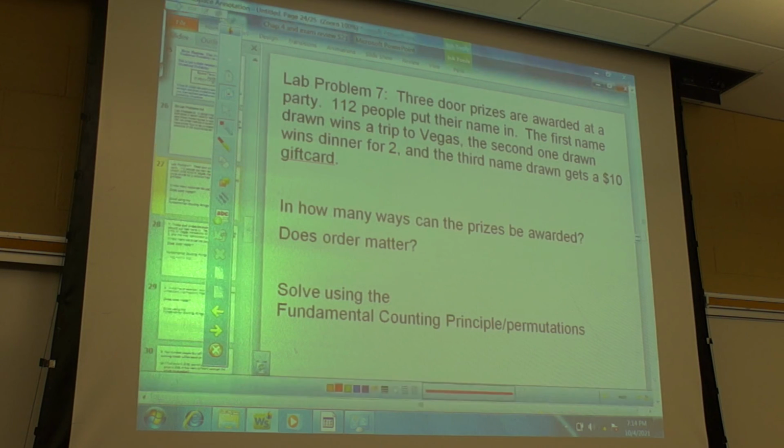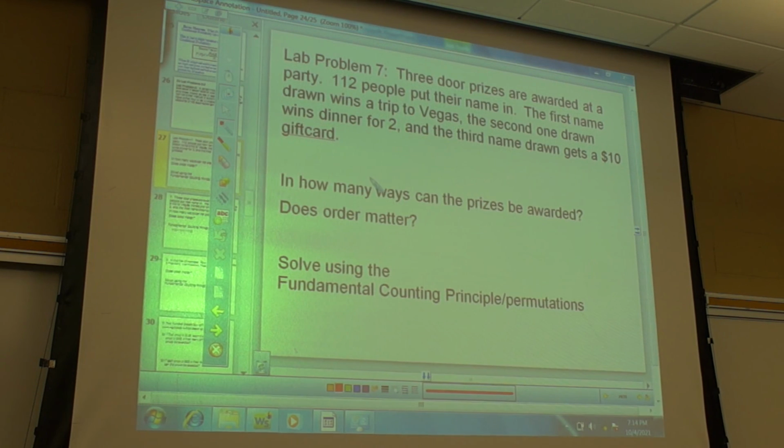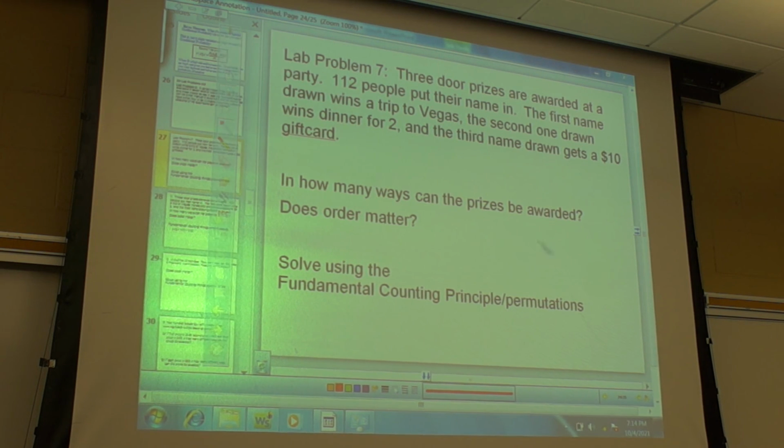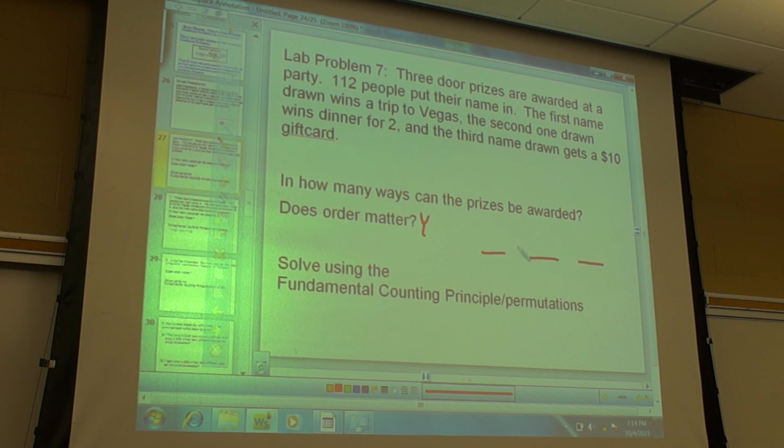So here, does order matter? Yes, totally. I'd much rather have the big prize than a $10 gift card. So I'm picking 3 items. I have 112 options for the first, 111 for the next, 110 for the next. Good? Multiply them.